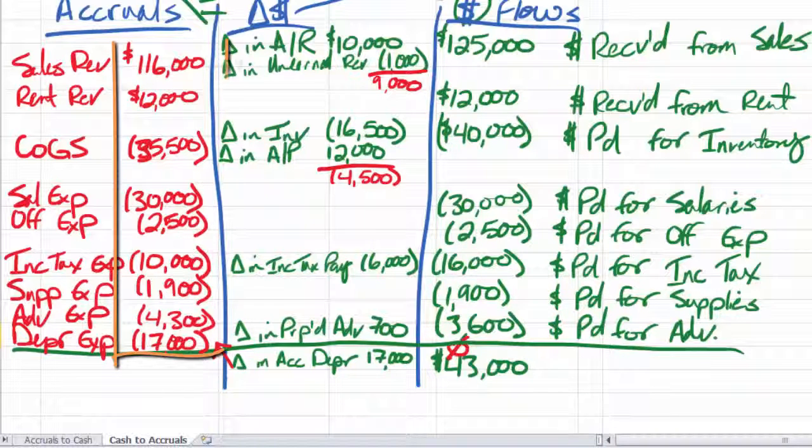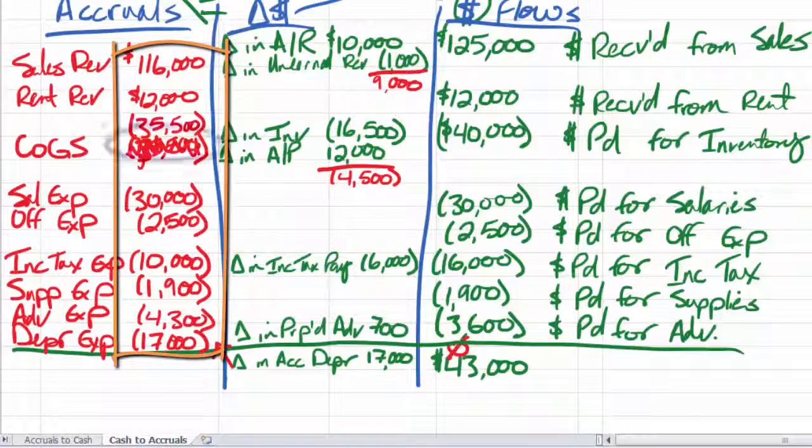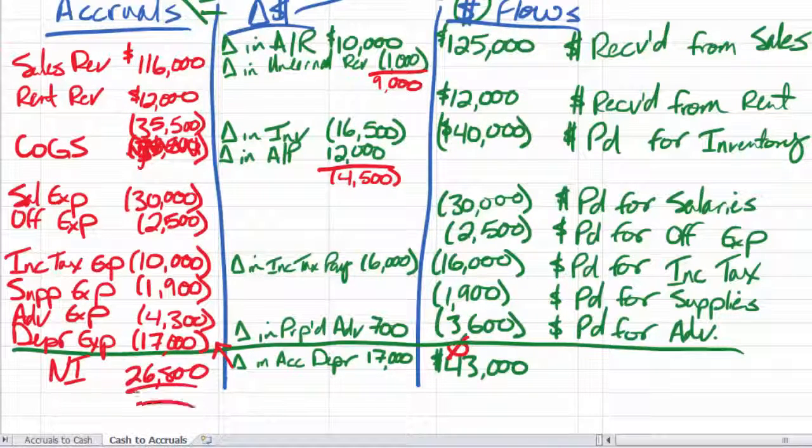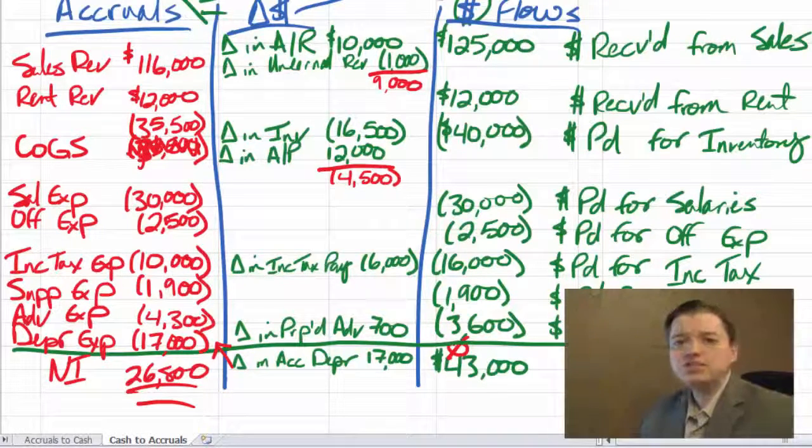Let's add these up and get our net income. So we've got our 116 plus the 12 and then minus 35,500. Let me fix that. This should be 35,500. Kind of hard to read my original number. So 35,500, 30,000, 2,500, 10, 1,900, 4,300, and then a negative 17. And if you add all that up, you get a net income of 26,800, which was the number that we gave you originally. That's our example, and that's our final number, at least for now. Again, when we do a full statement of cash flows, there'll be a lot more that we add to this. But for now, that's how we do it.